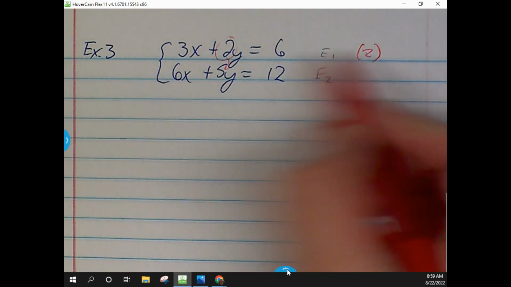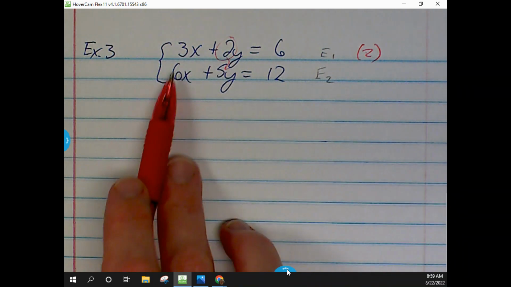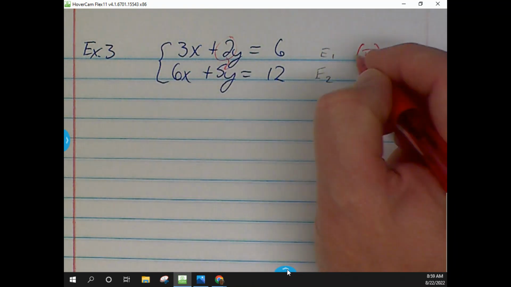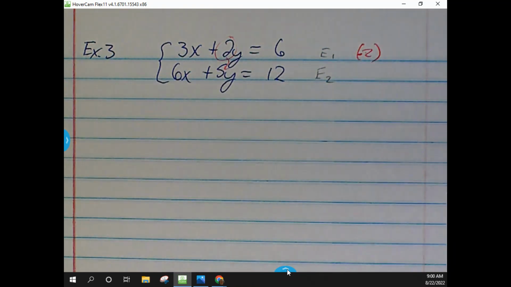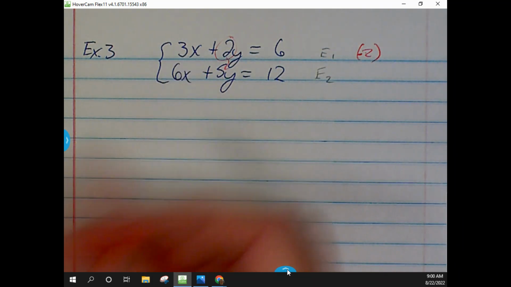But if we multiply this one by 2, they're both going to be positive, right? So if this one's already positive 6x, and we're going to multiply this one by 2, let's just go ahead and multiply it by -2. That way, if we multiply it by -2, it's -6x, and this one's already positive 6x, so then we go there.